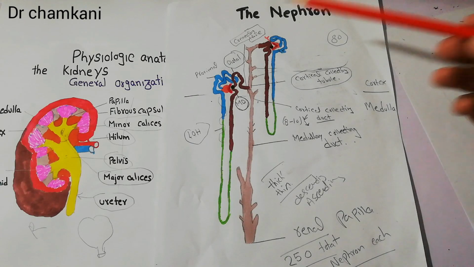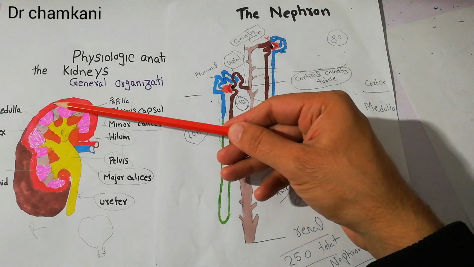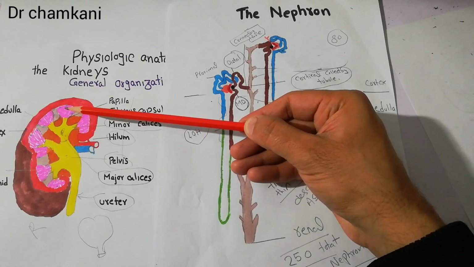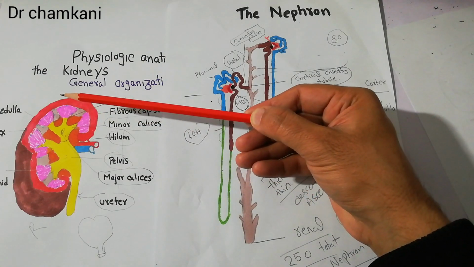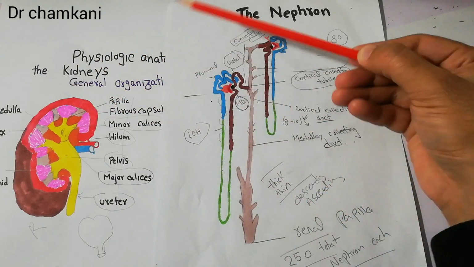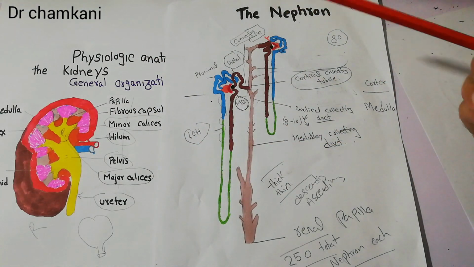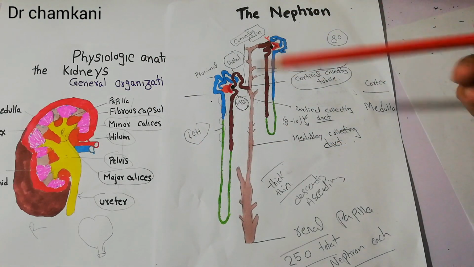Now, let's talk about the structure of the nephron. As we previously discussed, the renal pyramid is made of nephrons. Now, we will take just one nephron and enlarge it under the microscope and see what are basically the different parts of the nephron.